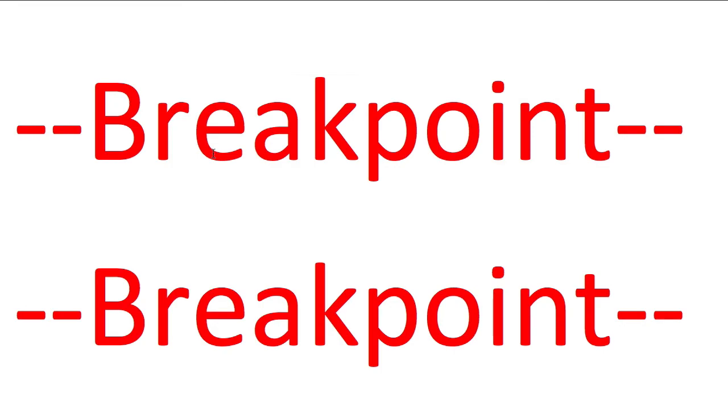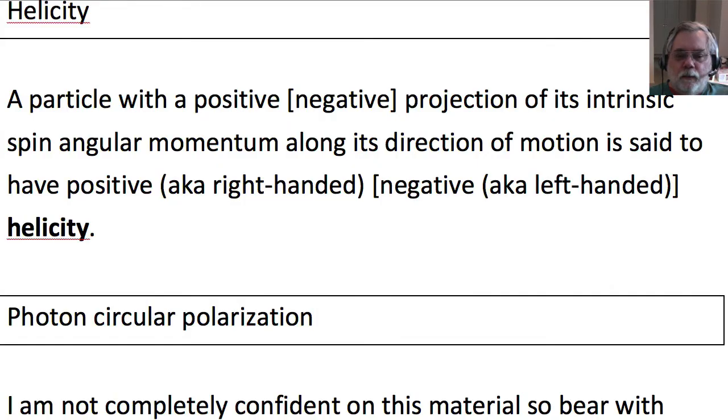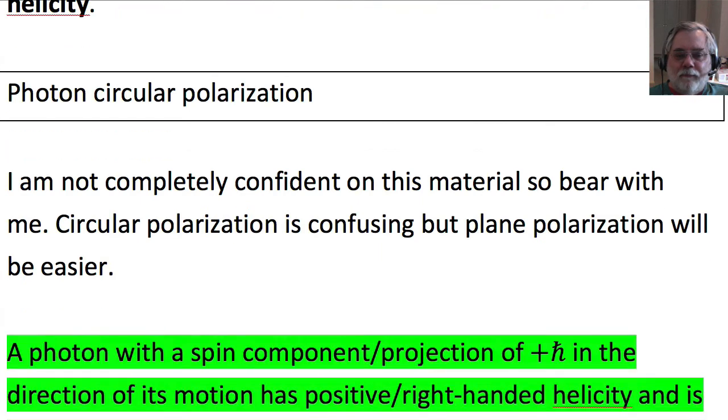This is a possible time to take a break. Photon circular polarization. I'm not 100% confident on this material, so bear with me. I've checked it multiple times, but I'm not an expert in this. So circular polarization is confusing. We need it in order to get to plane polarization, which will be easier, in fact easy. So we need circular polarization to get to plane polarization.